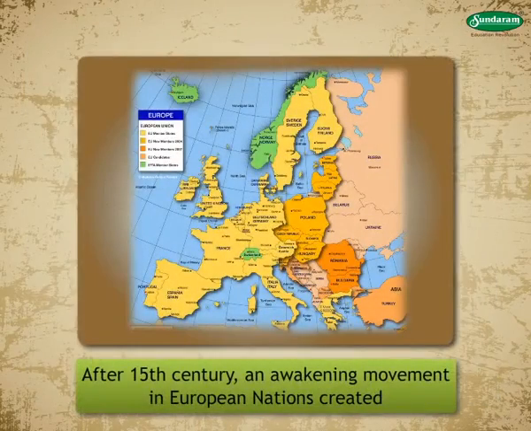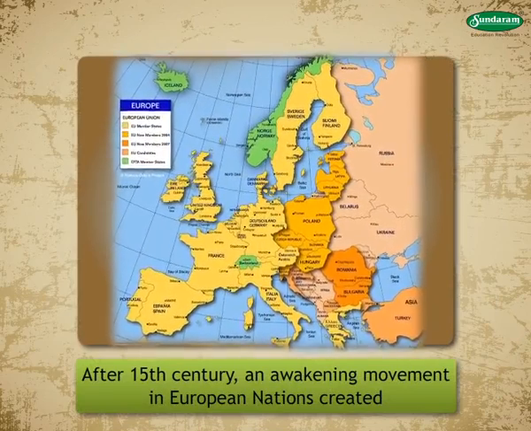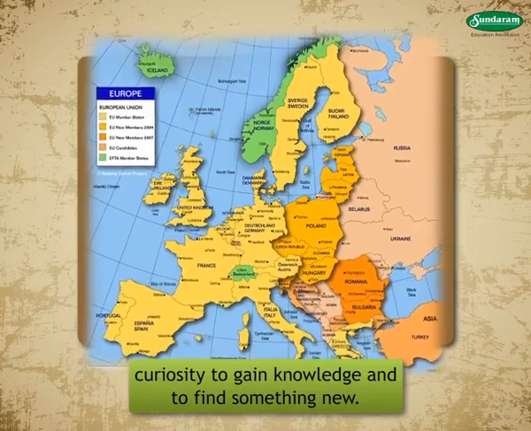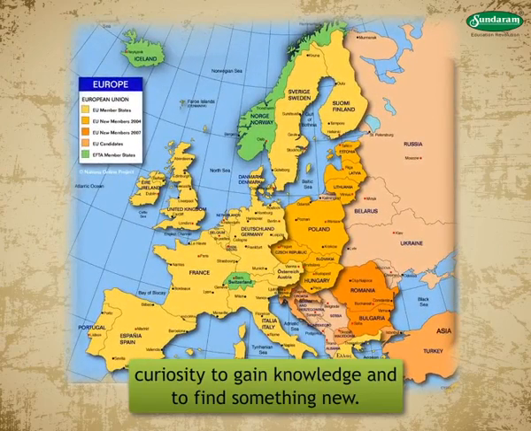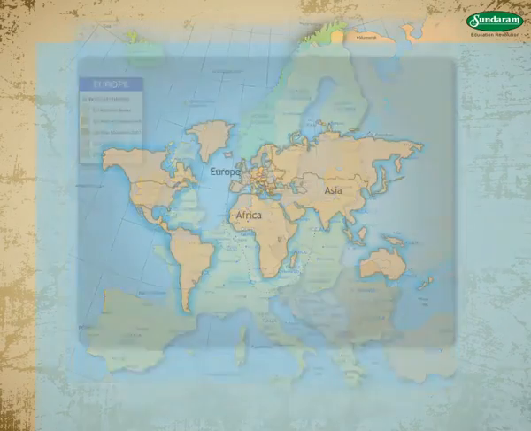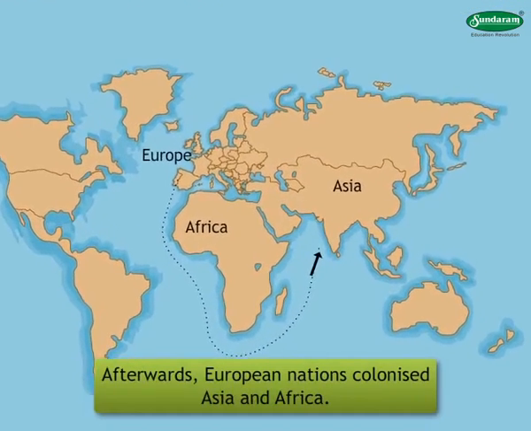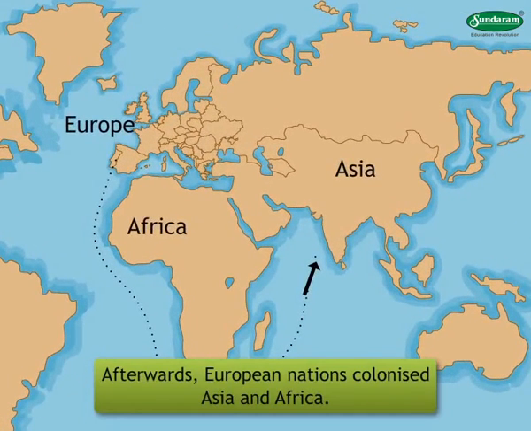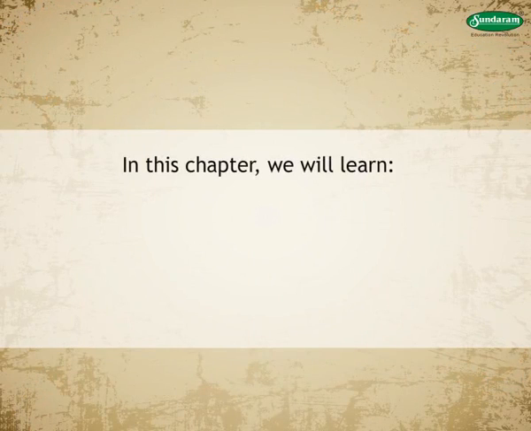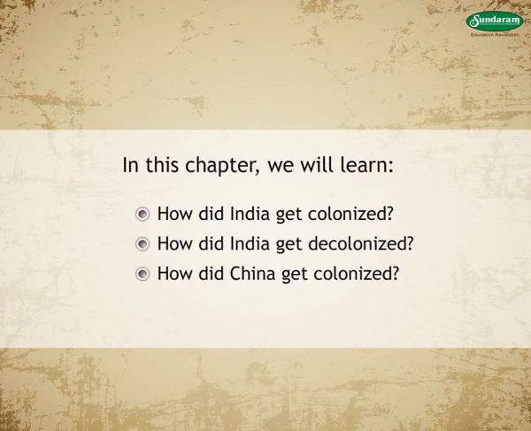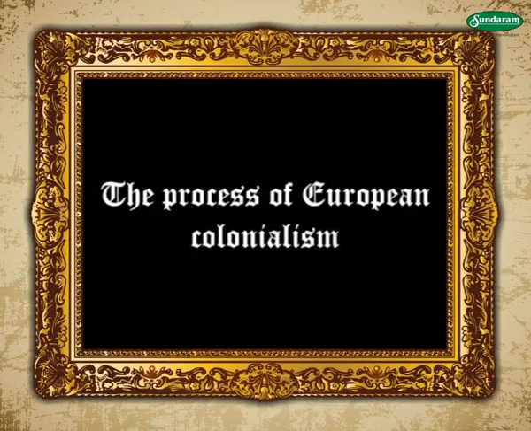After the 15th century, an awakening movement in European nations created curiosity to gain knowledge and to find something new. So, European nations discovered seaways to go to Asian and African continents. Afterwards, European nations colonized Asia and Africa. In this chapter, we will learn about the colonization and decolonization of India and China, the process of European colonialism.